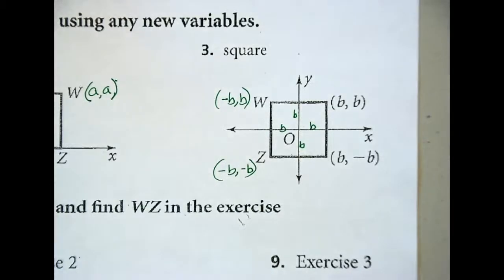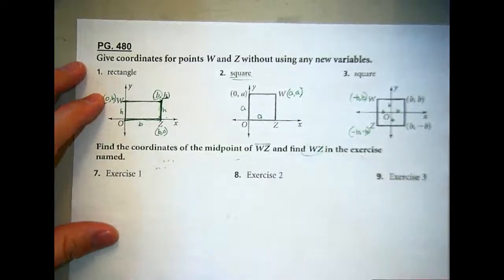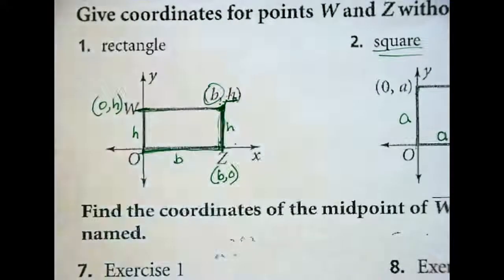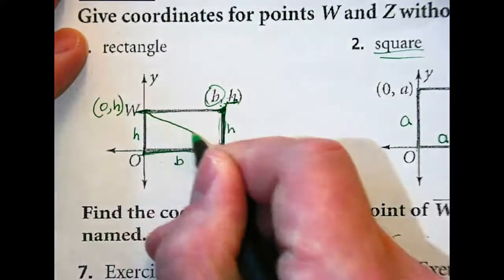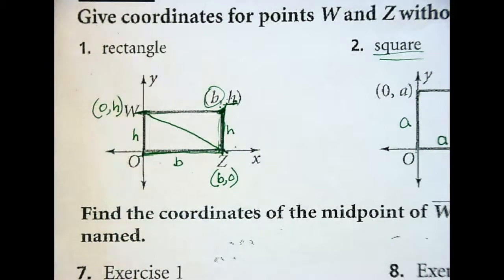All right. So, find the coordinates of the midpoint of WZ and find the length of WZ in each of those exercises. So, let's look at this first one here. We're trying to find the midpoint of WZ, that means this line, and the length of that line. All right, talk about it. How are you going to do that? All right, anyone figure it out? Oh, we used our midpoint formula, couldn't we?